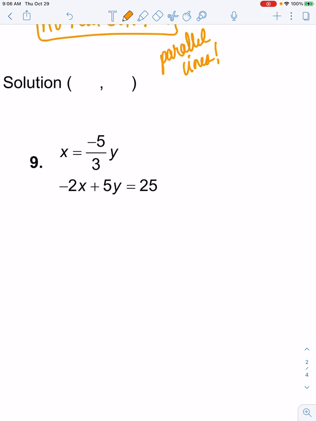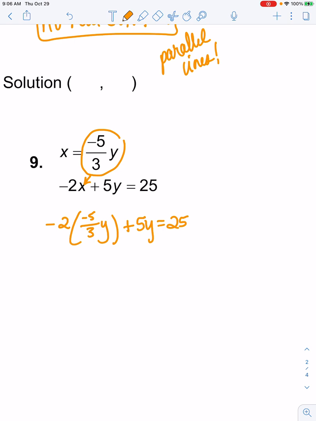So on number 9, we have x equals negative 5/3 y and then negative 2x plus 5y equals 25. I'm guessing when you first see this problem, you're thinking, oh, there's another fraction, right? Well, we're going to deal with that fraction in just a minute. We're going to go ahead and still substitute, just like we always have, into the other equation. So I've got negative 2 times negative 5/3 y plus 5y equals 25. At least it was already isolated for us, right? The x. Okay, and I'm going to go ahead and still multiply this out.